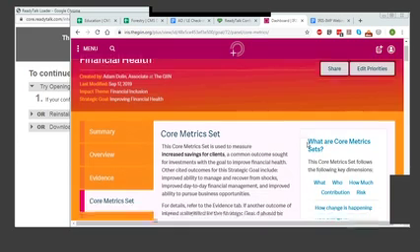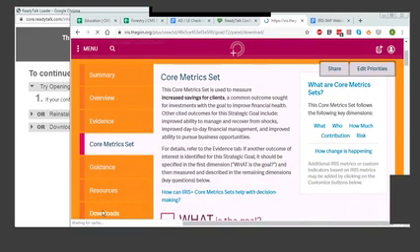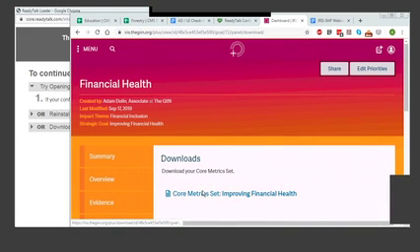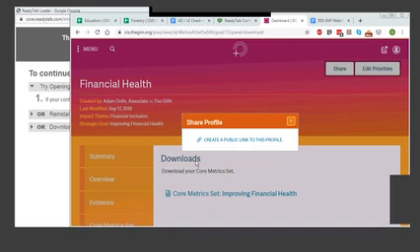So when you go to the Downloads tab, you're able to click on there and download a spreadsheet with all your core metric set. And if you added any indicators or metrics to your core metric set, those will be added. And if you click on this button called Share, you'll get a quick link, very similar to a Google document, that you can share with your investees or your team or with anybody else so they can see your profile as well.